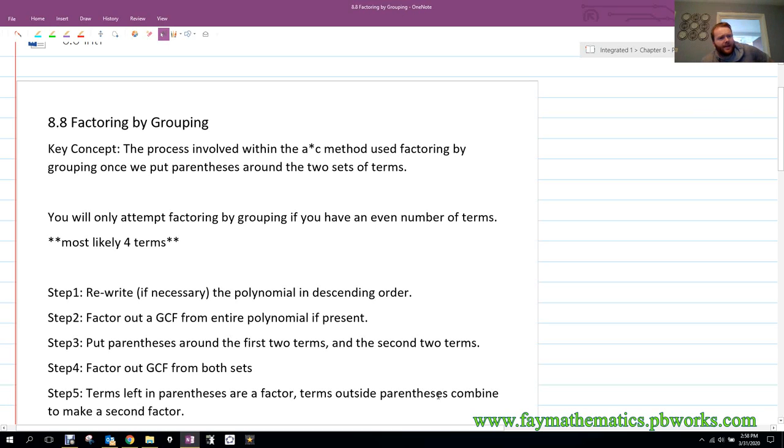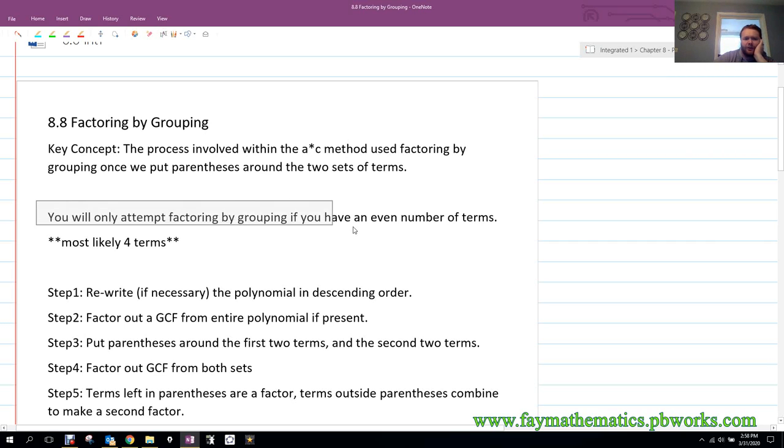All right, folks, this is 8-8. It's factoring by grouping. Essentially, it's really very similar to the AC method. It's actually, I think, a little bit easier than the AC method because you don't have to do anything to get the problem set up. Like the AC method, we actually had to kind of rewrite the ax squared plus bx plus c. Here, it's already going to be done for us. Okay.